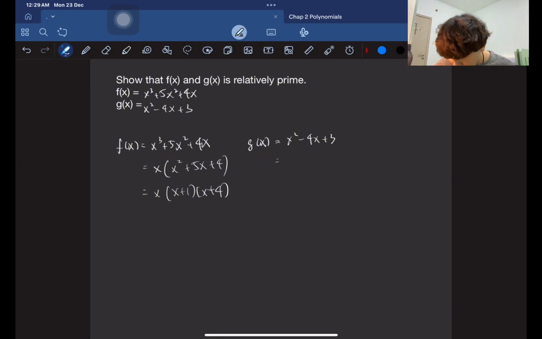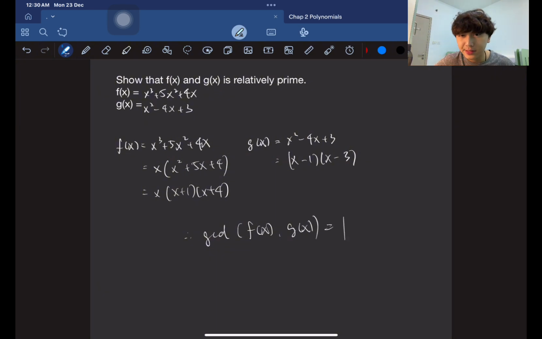Now turn to g(x). So we can get (x minus 1)(x minus 4) and (x minus 3). As we can see, they don't have any common factor, so they are relatively prime. So GCD(f(x), g(x)) is equal to 1. They are relatively prime. So the question is done.